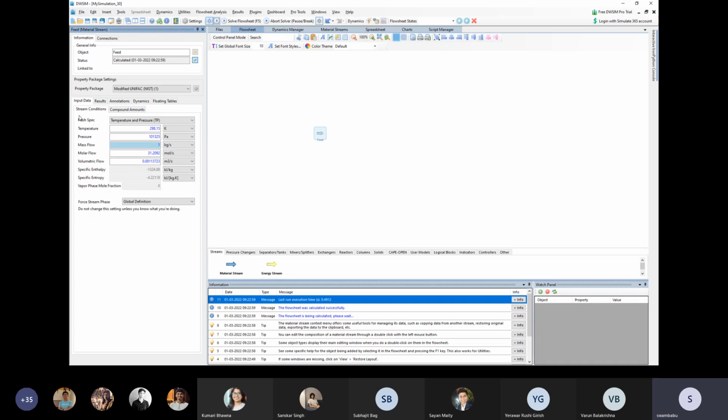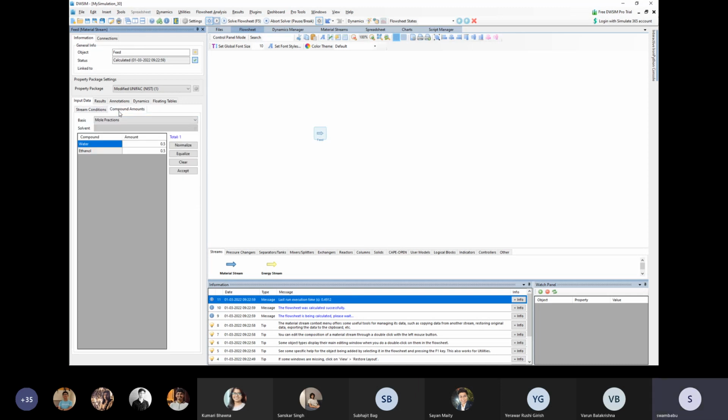Why are we making this flash specification? I hope you understand. This comes from the degrees of freedom, or the number of independent parameters that need to be defined. Compound amounts: as soon as you take two components, by default it takes 50%, 50%. If you want to change it, we can always change it. Let's say 0.4. If it is 0.4, it doesn't automatically change the other to 0.6. We have to manually change it.